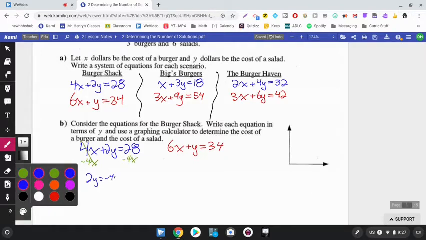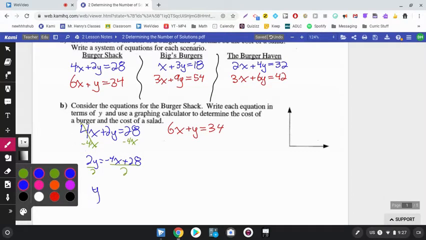2y equals negative 4x plus 28. Divide by 2, divide by 2. You don't have a lot of space in your workbook for this, so you probably have to squeeze this in or maybe write it somewhere else. Negative 2x plus 14. Okay, and I'm going to call that y1. On my calculator, that's what I'm going to type into y1.